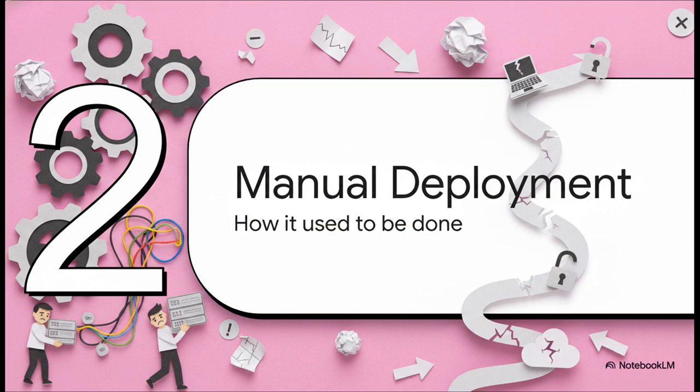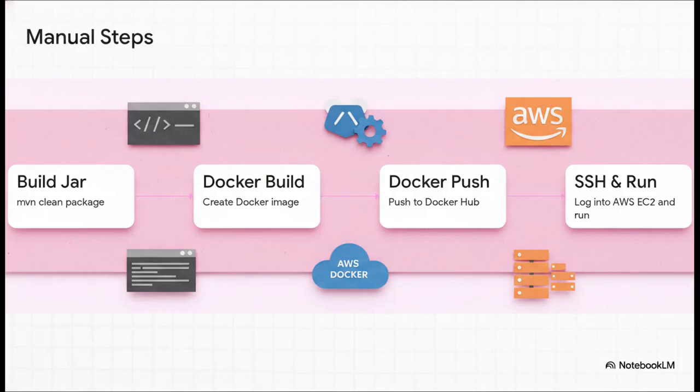Section 2. The manual deployment struggle, how it used to be done. Without automation, here's what your day-to-day looks like. First, you open up your terminal and type mvn clean package just to manually build the jar file. Then, you run another command to build a Docker image. Third, you manually push that image to Docker Hub so it's actually accessible. And finally, you use SSH to log into your live server, let's say an AWS EC2 instance, you pull the image down, manually stop the old container, and run the new one.